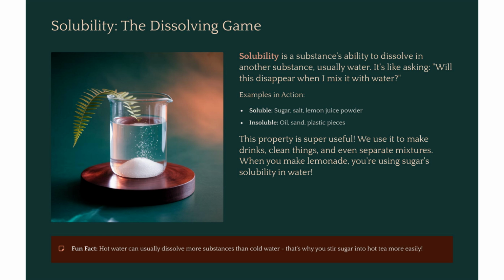Another key physical property is solubility. This describes whether a substance can dissolve in a liquid. Think about adding sugar to your tea. You stir it, and the sugar disappears, right? The sugar has dissolved, so we say it's soluble in water. But if you try to dissolve sand in water, it just settles at the bottom. That's because sand is not soluble.